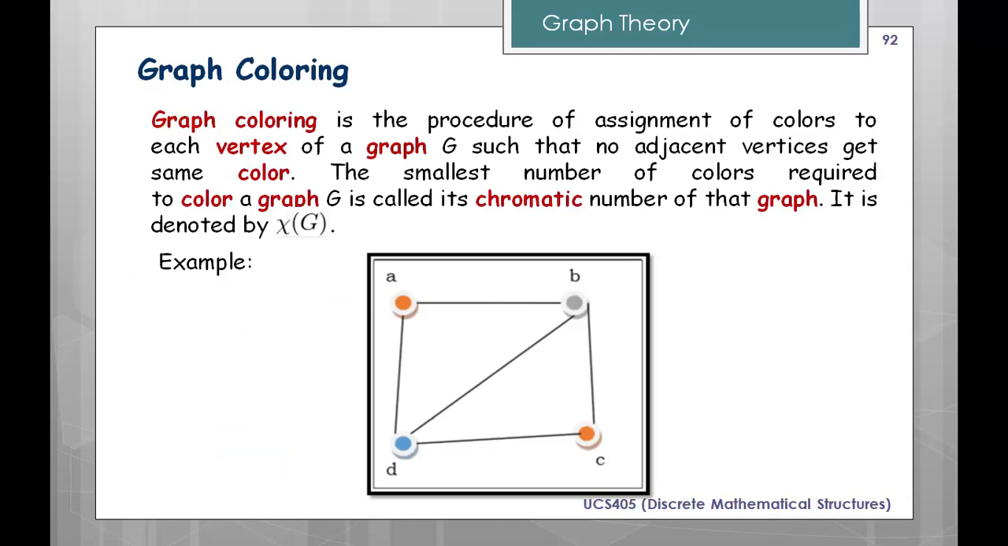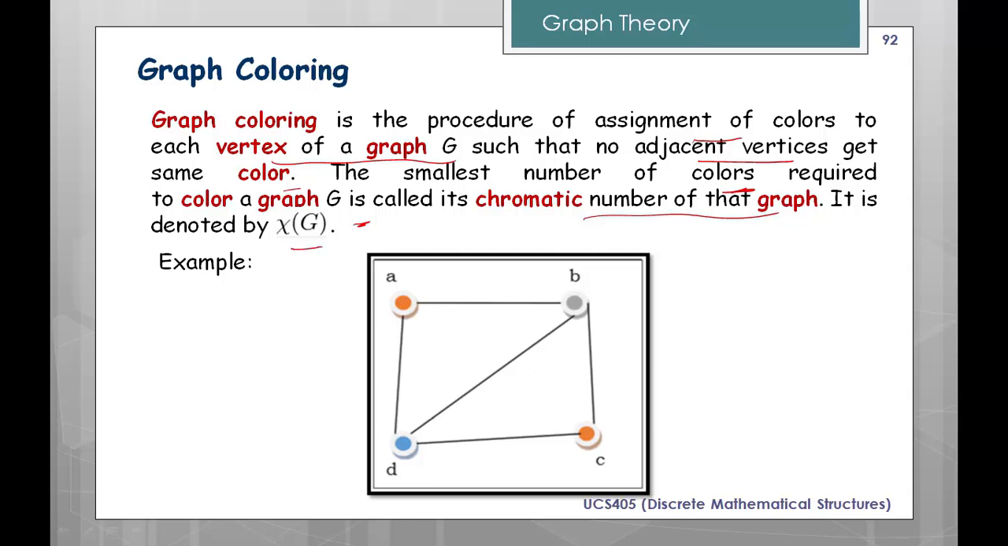So what is graph coloring? It is the procedure of assigning colors to each vertex of a graph G such that no adjacent vertices get the same color. The smallest number of colors required to color a graph is called the chromatic number of that particular graph. It is denoted by chi(G).